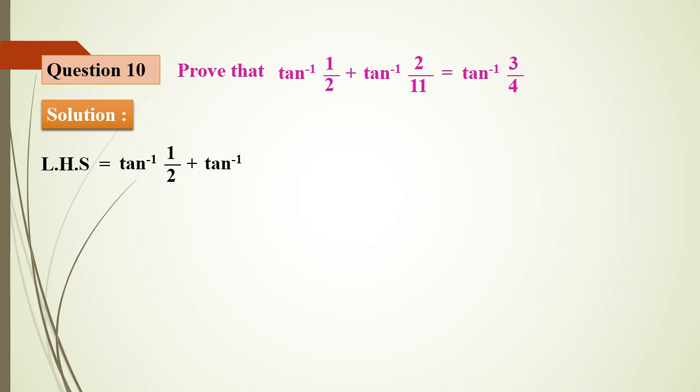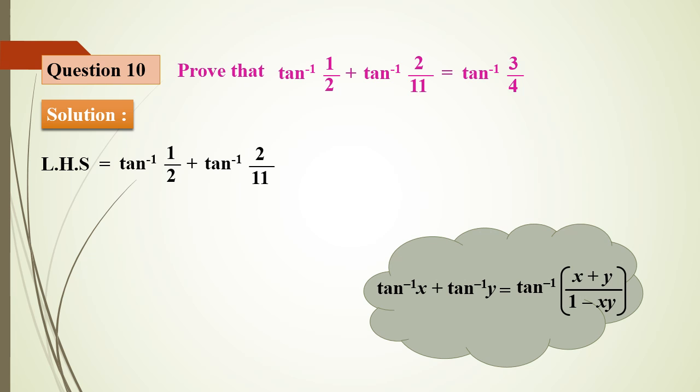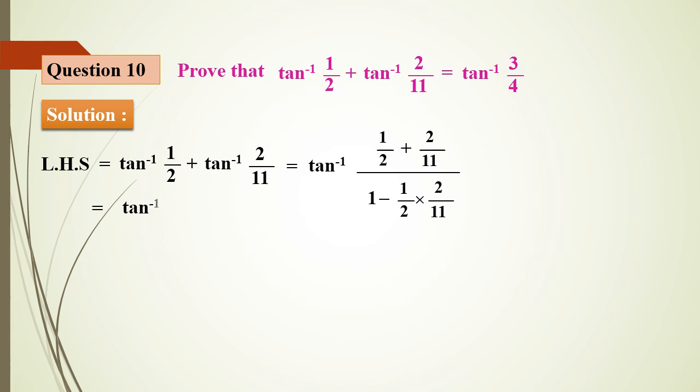So LHS equal to, you consider the given term as it is. After this you apply this property now. X in the sense 1 by 2, y in the sense 2 divided by 11. So it can be written as tan inverse of 1 by 2 plus 2 by 11 divided by 1 minus 1 by 2 into 2 divided by 11. So this is equal to tan inverse of 15 by 20.